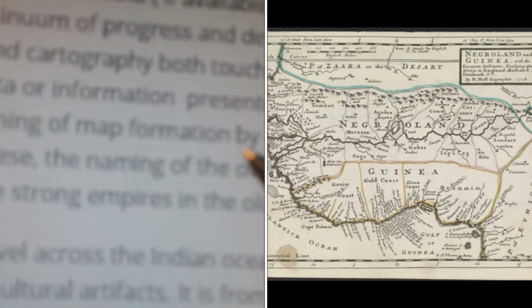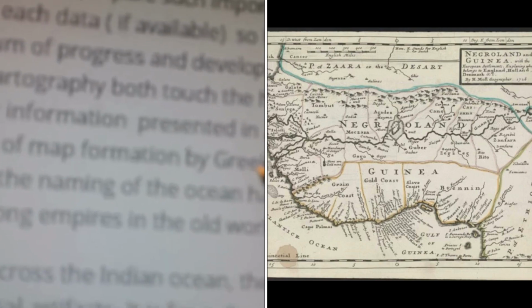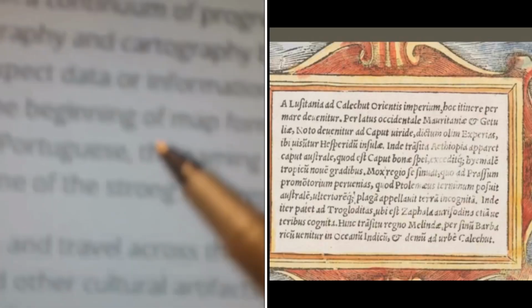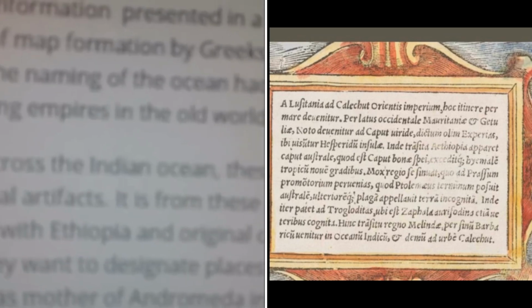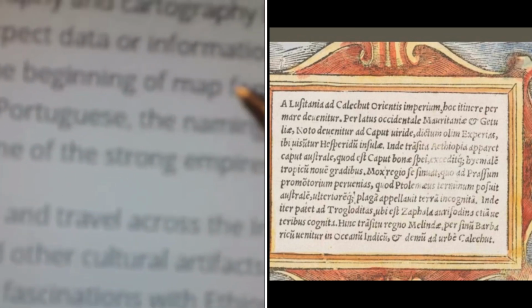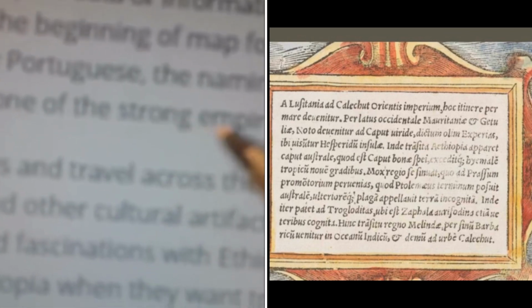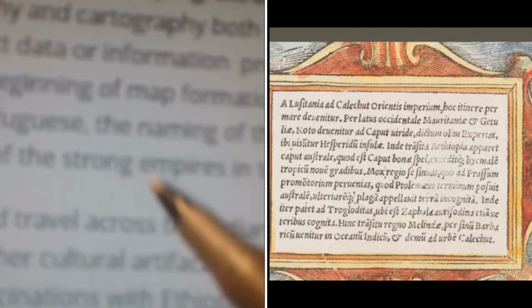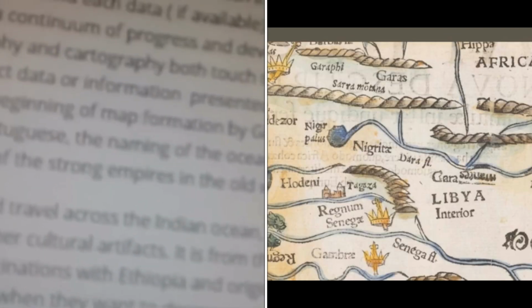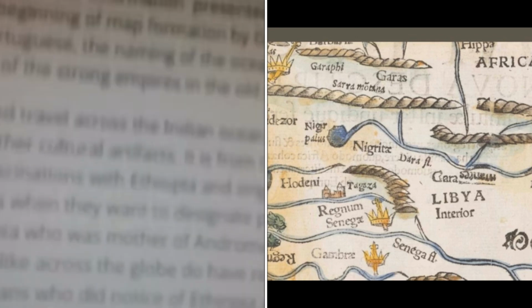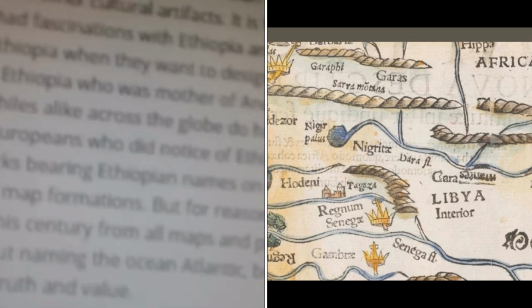I expect the data of information presented in a document to preserve and display history from the beginning of map formations by Greeks, Romans, and recent Europeans, particularly Portuguese. The naming of the ocean had implications in those times as Ethiopia was one of the strongest empires in the world. Now that's coming from the 1795 Dutch colony of the Cape of Good Hope.